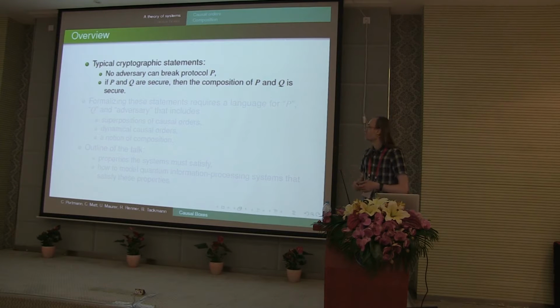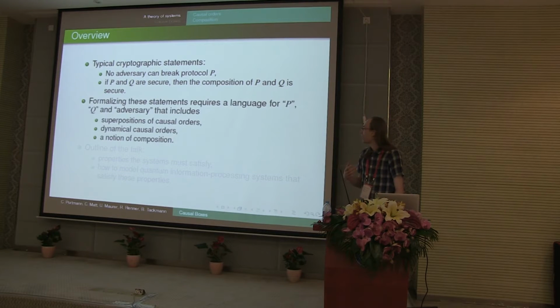When we say that if P and Q are secure, then the composition of P and Q is secure, it means we need some kind of notion of composition. So what is P, what is Q, what is the set of adversaries? And we're trying to answer these very general questions. So when we formalize this, you need some kind of language to express all this, and this language must have certain properties. And in particular, Julio told us about these superpositions of causal orders, which are actually called non-causal orders. I'll explain in a minute why I'm using different terms.